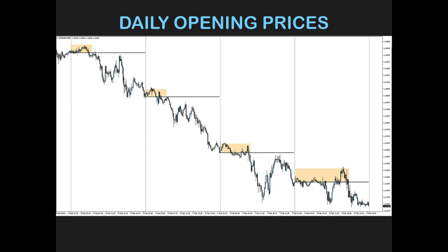And then the following day, the same thing. We have the opening price. Price comes up just a little bit above it, then proceeds to trade lower and trade off, and then closes the day down here.